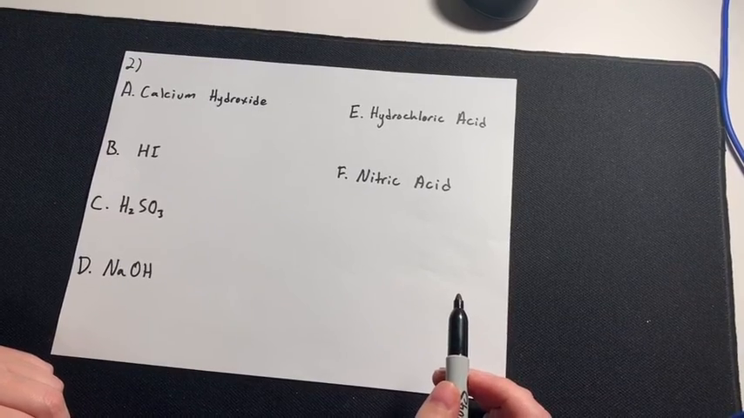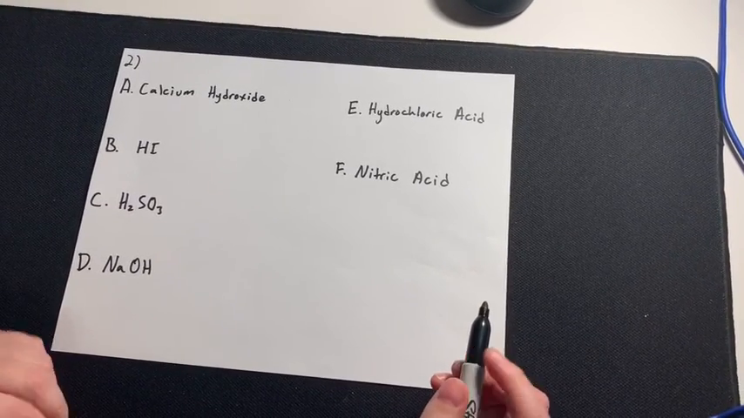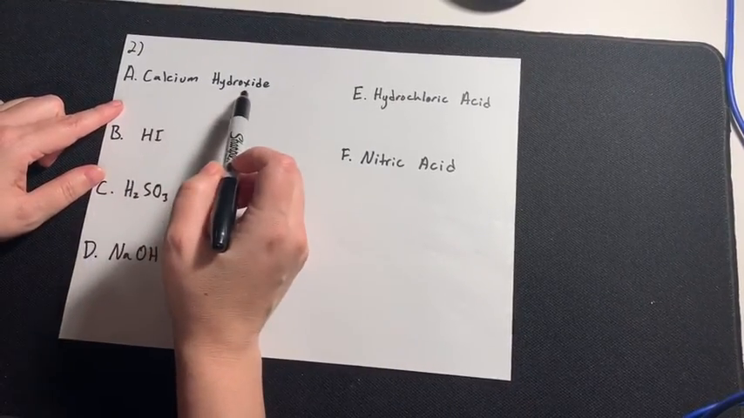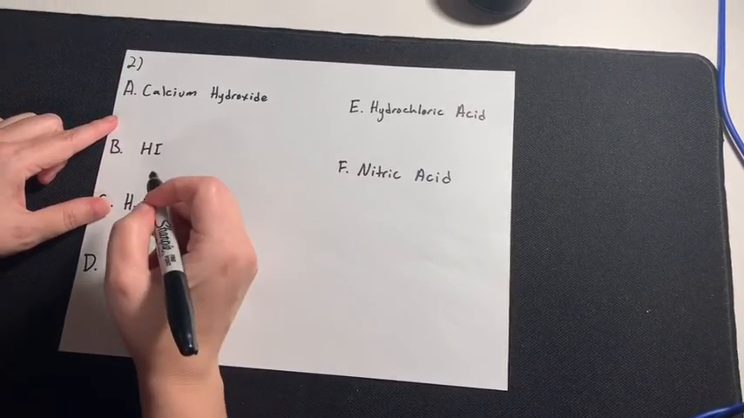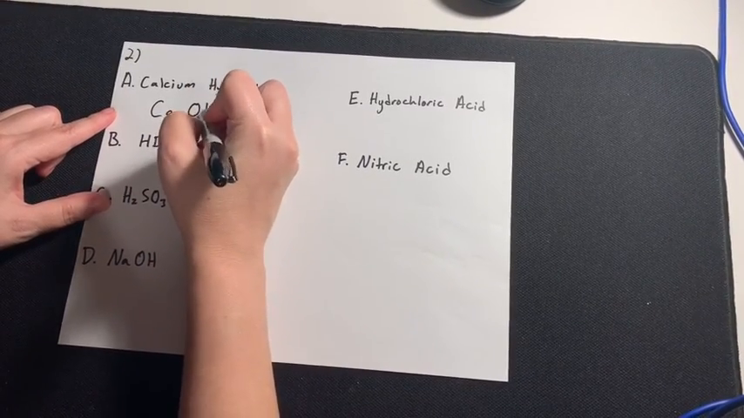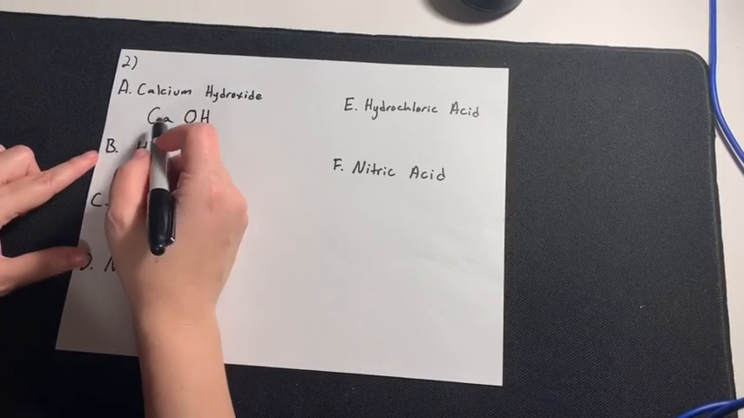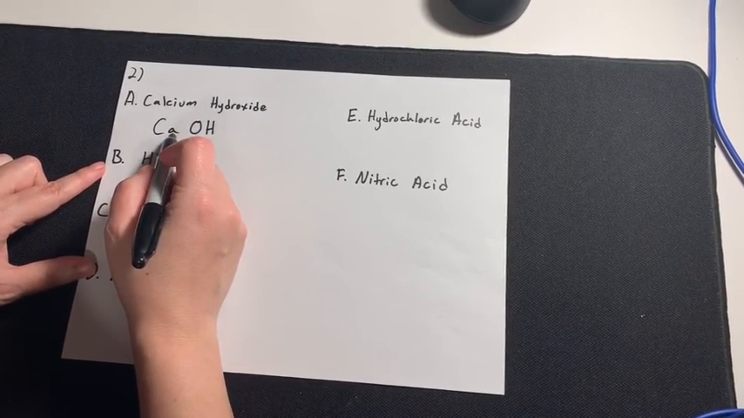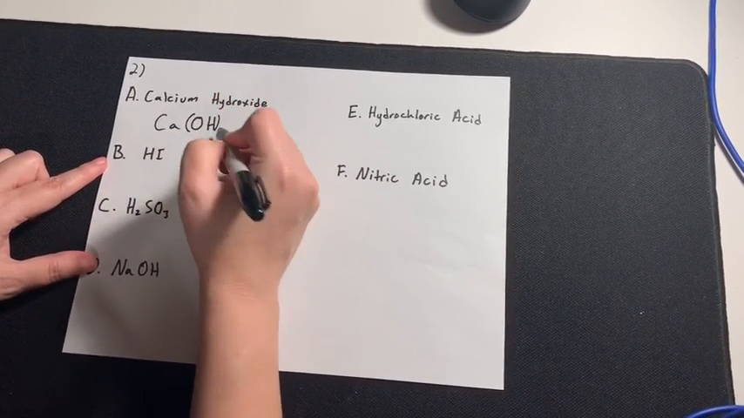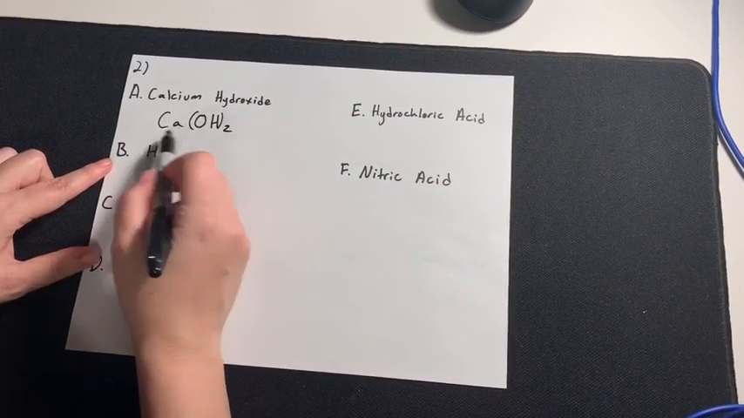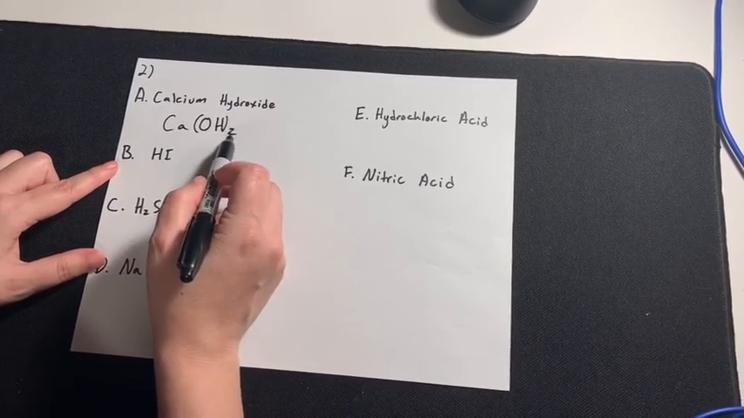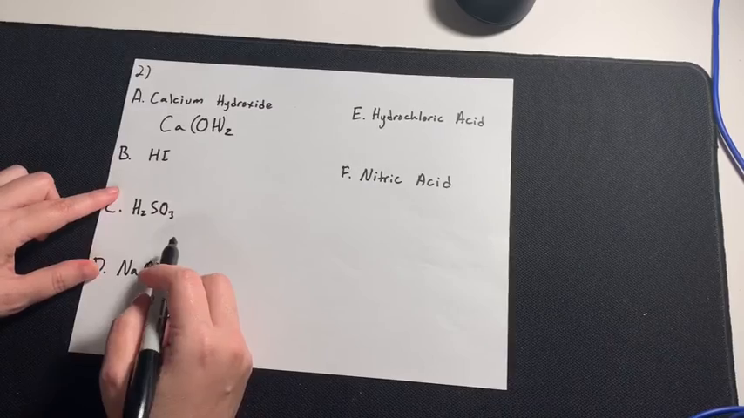So now we're going to move on to naming acids and bases. So we'll start with A. In this case, we're given the name, calcium hydroxide. These ones are pretty straightforward. So we got calcium, and then we got hydroxide. And we know that calcium has a +2 charge. So then hydroxide, which has a negative charge, we're going to need 2 of those to balance it out. So we have calcium and hydroxide 2, and we put those in parentheses.